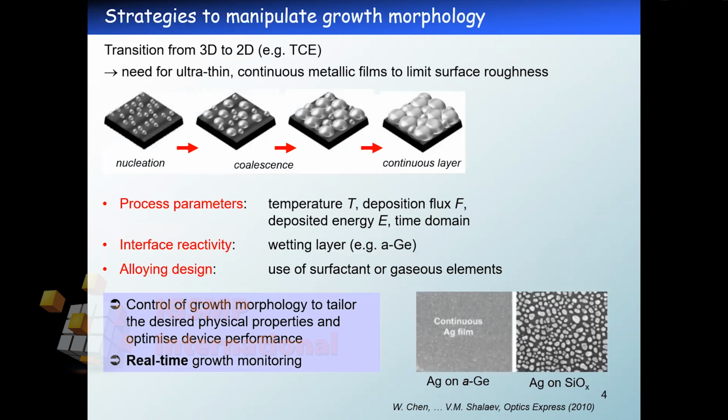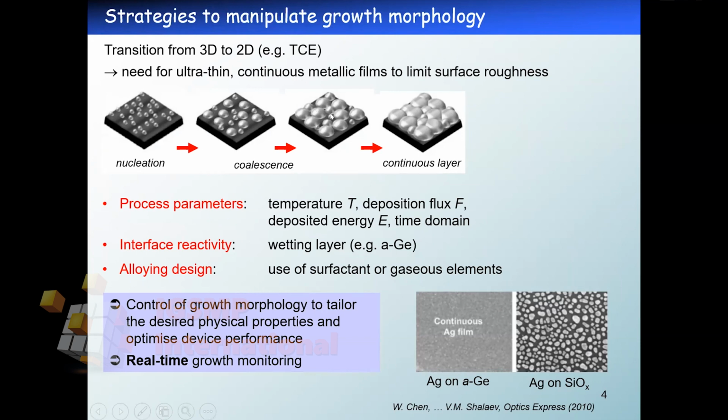Unfortunately, most metals growing on weakly interacting substrates manifest a three-dimensional morphology when you deposit them on silicon dioxide or other weakly interacting substrates. They follow this typical scheme where you have the nucleation of islands, then they grow, and we have the coalescence and the formation of a continuous layer. For some applications, when it is required to obtain, for instance, an ultra-thin continuous metallic layer for applications such as transparent conductive electrodes, you need to get rid of this three-dimensional morphology.